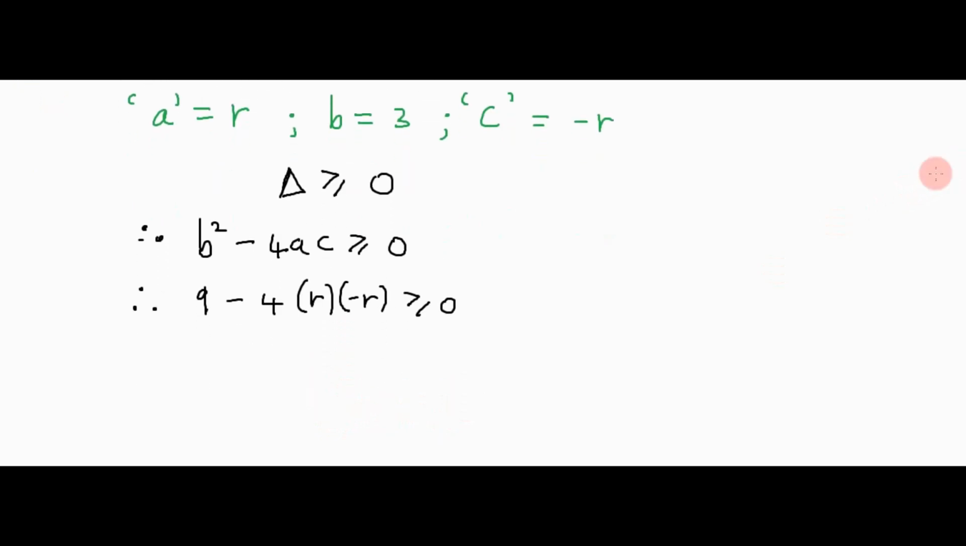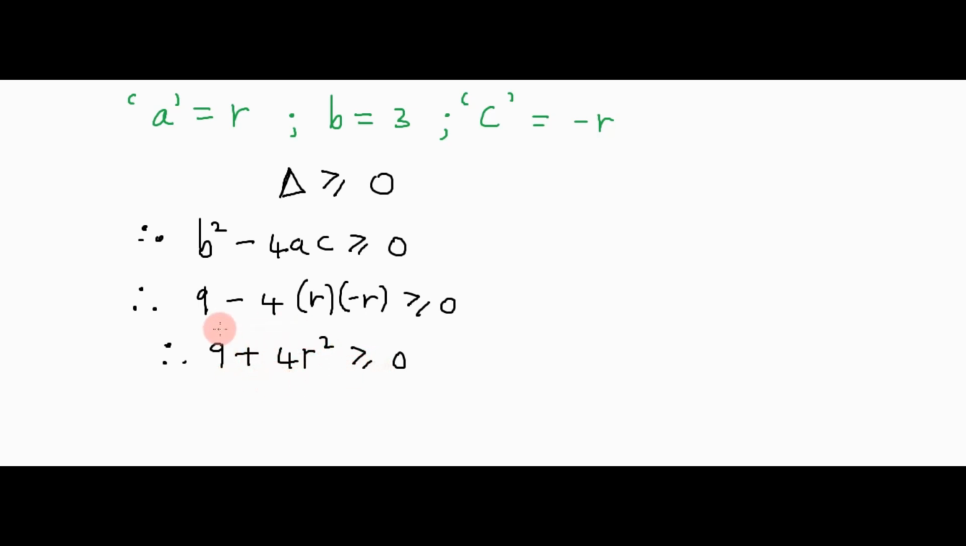We can simplify the left-hand side here. A minus times a minus is a plus, so we get 4r squared. We need to solve for r in this inequality. In other words, we want to find the values of r that when we plug it into the left-hand side here, we're going to get an answer that's either greater than 0 or equal to 0.